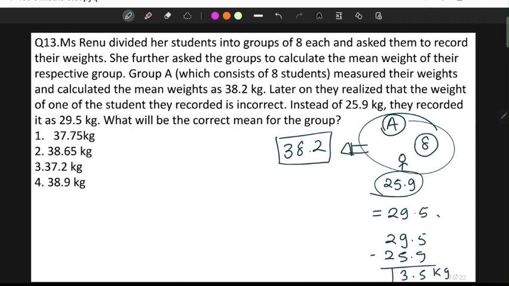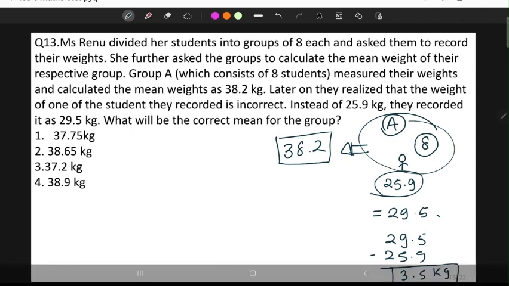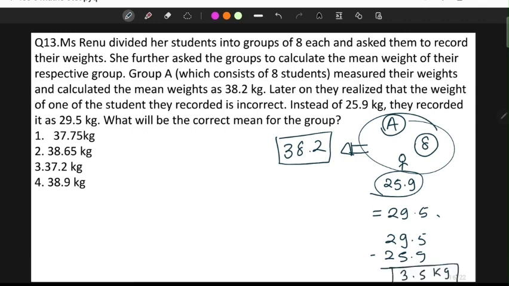They actually recorded an extra 3.5 kg in the average. So we have to calculate the original average, or the original mean, without the error. How can we do that? We know the formula for average is equal to the sum of observations divided by the total number of observations.